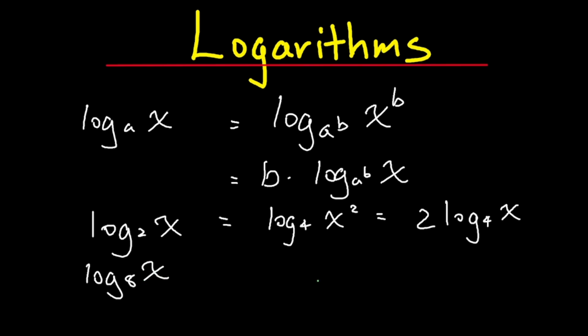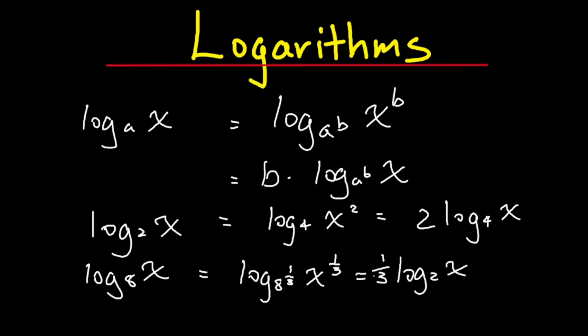Similarly, this also works if you're trying to get from, let's say, log 8 (x) to log 2. Now, it might seem a little confusing at first as to how we can take a power from 8 and get to 2, but we can actually take a power of 1/3. So if we take a power of 1/3 on the 8, and also a power of 1/3 on the x, we get 1/3 log 2 (x).